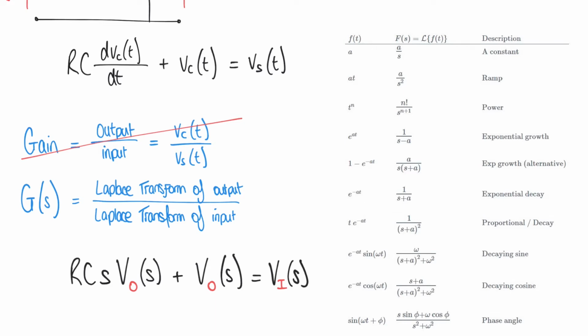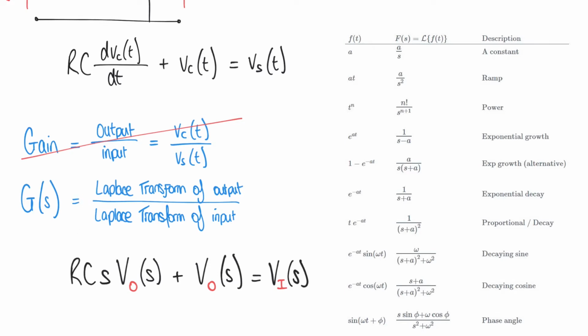So part of the reason I've referred to these voltages in the S domain as VO output and VI input is just to help remind us, when we're rearranging, we want it in the form output over input in the S domain to find the transfer function like we defined at the beginning.